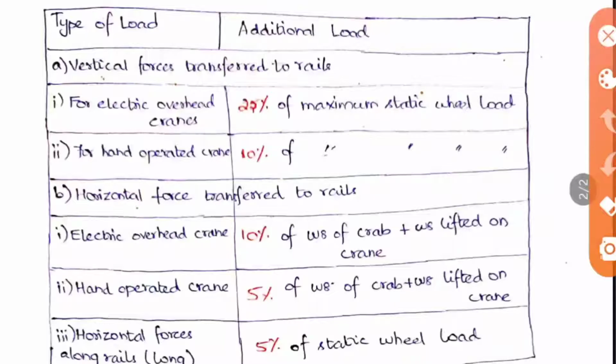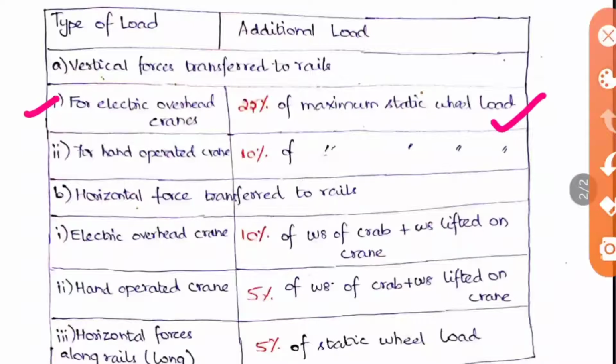So we already saw when the vertical force acts and when the horizontal thrust acts, so that is the simple case here. The first one is for electric overhead cranes. This crane movement is done by electric and also manually. So based on that, the additional loads change. So the first case is for electrical overhead cranes, it is 25% of the maximum static wheel load.